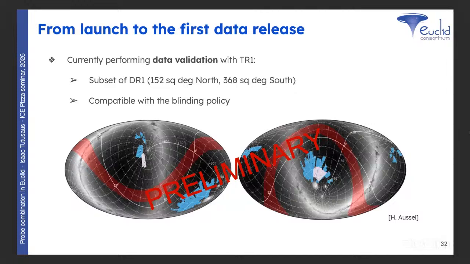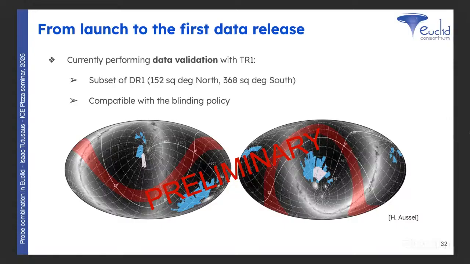Now, what we're doing in the collaboration is a lot of data validation. We have access to the data, but instead of looking at everything, we want to be as blinded as possible. We want to avoid confirmation bias, because if we unconsciously try to find something away from lambda CDM, or try to recover lambda CDM, that could impact the choices that we make in our analysis, and we don't want that. So what was decided was to select a subset of DR1, called TR1, which stands for training DR1 or something like that, with more or less the same ratio: one third in the north, two thirds in the south.